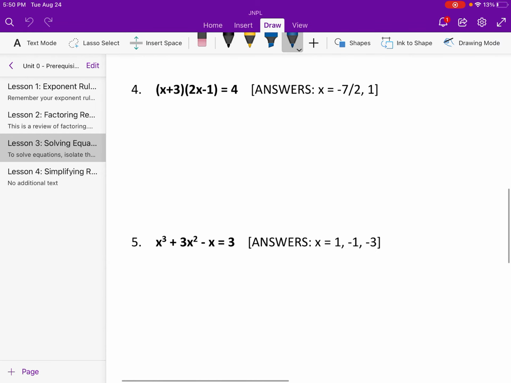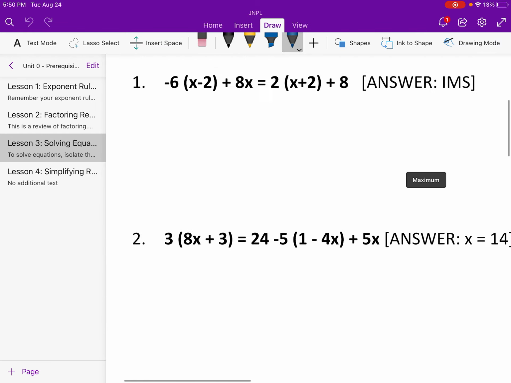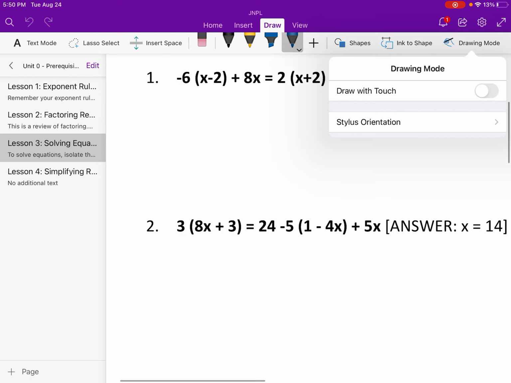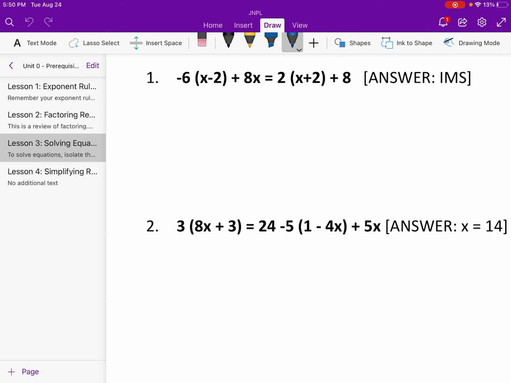For these, I put the answer on there already, so we already know what the answer is going to be. Like I said before, I sometimes make mistakes, and I've already worked out these problems and I know the answers, but in case I messed up on here, I would know.